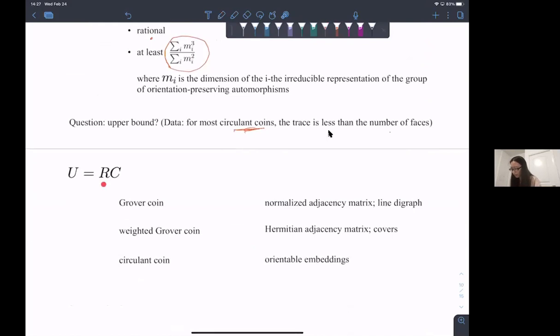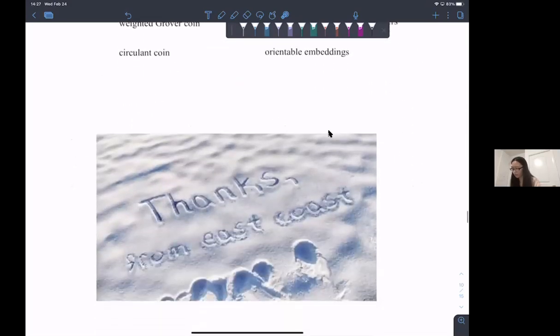I consider the arc reversal walk with three different coins. The Grover coin is related to the normalized adjacency matrix, and the logarithm is related to the Laplacian graph. And for the weighted Grover coin, everything boils down to a Hermitian adjacency matrix of a mixed graph, and there's also some relation to the covers. Finally, for a circulant coin, we can study the transition matrix from an embedding point of view. So that's all I want to talk about today. Thank you.